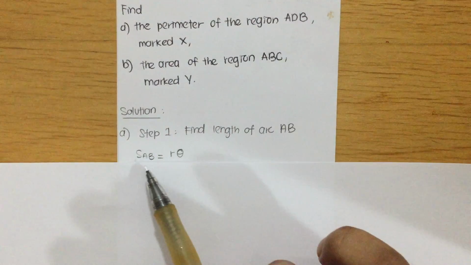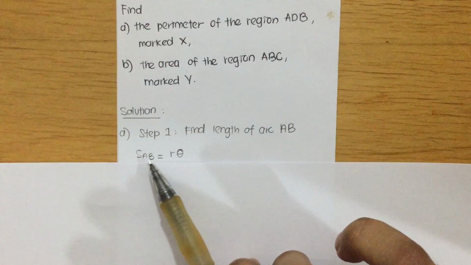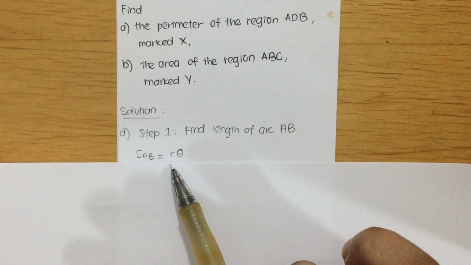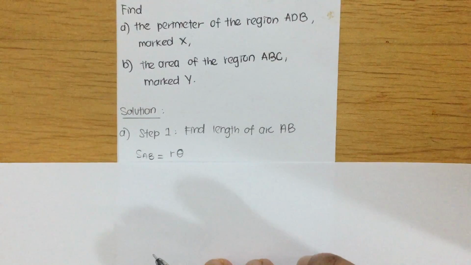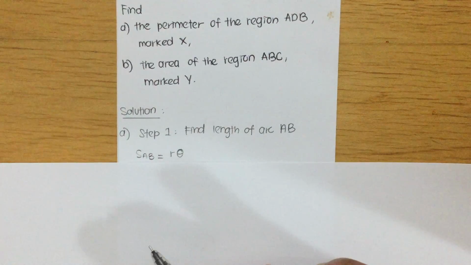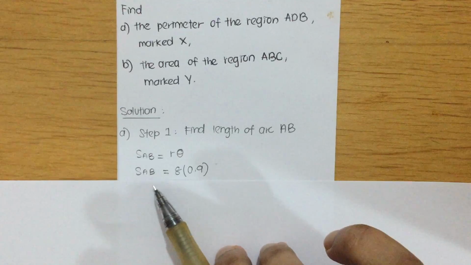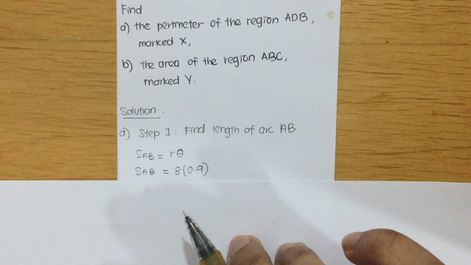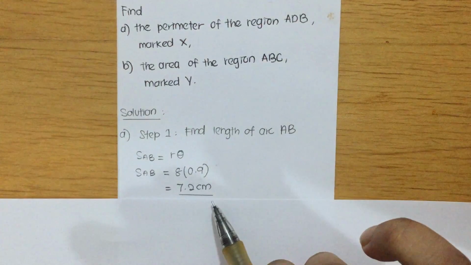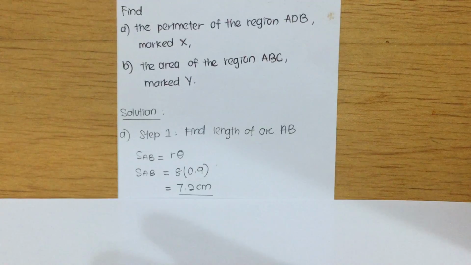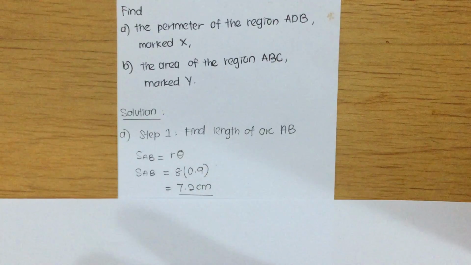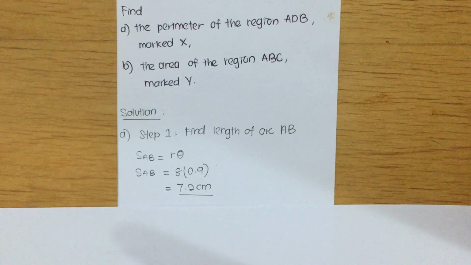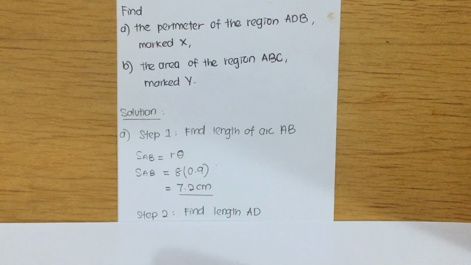We're going to use s equals r theta. So s_AB is equal to r theta. The radius will be 8 cm. The theta will be 0.9 radian. So we substitute in the information. So s_AB equals 8 times 0.9. From here you will get your answer 7.2 cm. Okay, we already get our length of the arc AB. And now we can proceed to the next step, which is to find the length of AD.